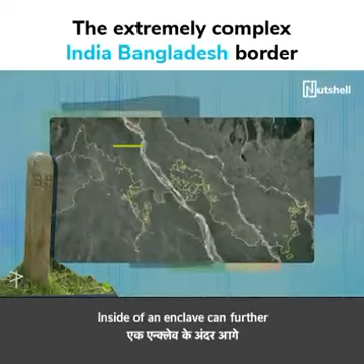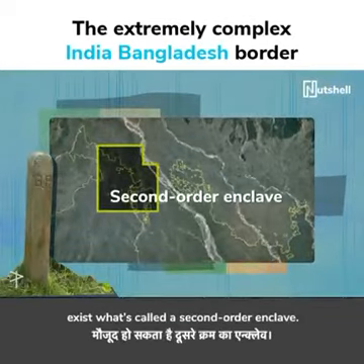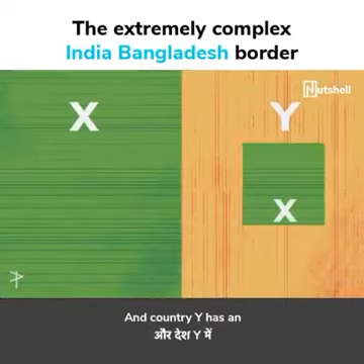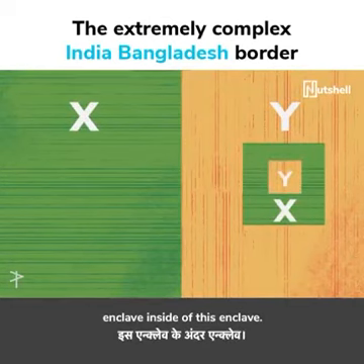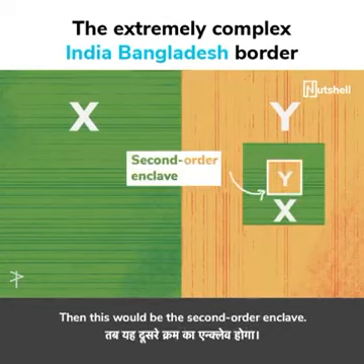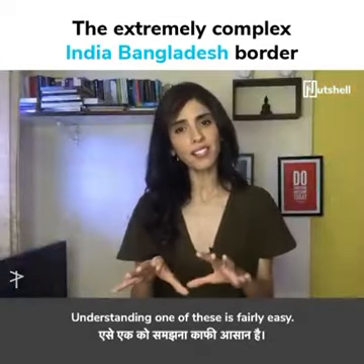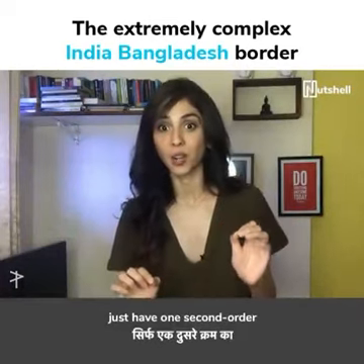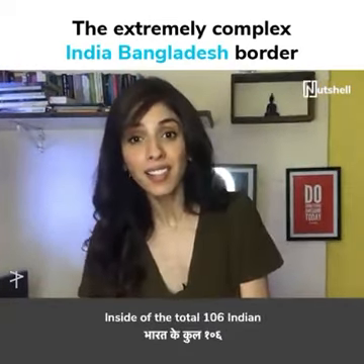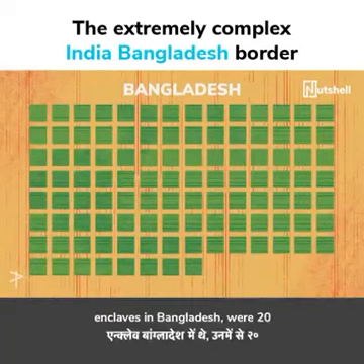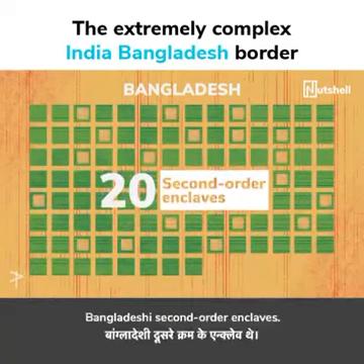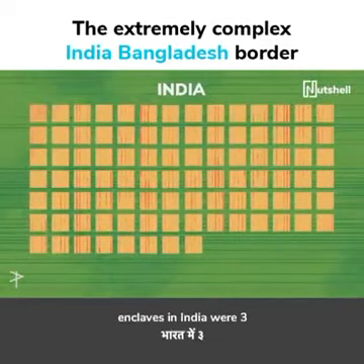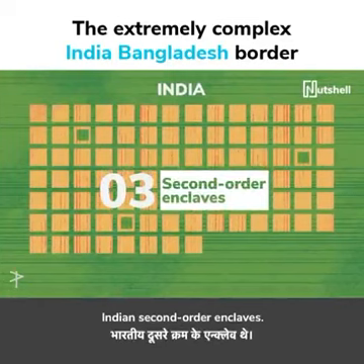Inside of an enclave can further exist what's called a second-order enclave. Imagine that country X has an enclave inside of country Y, and country Y has an enclave inside of this enclave. Then this would be the second-order enclave. Understanding one of these is fairly easy. But India and Bangladesh didn't just have one second-order enclave, they had dozens. Inside of the total 106 Indian enclaves in Bangladesh were 20 Bangladeshi second-order enclaves. And inside of the total 92 Bangladeshi enclaves in India were 3 Indian second-order enclaves.